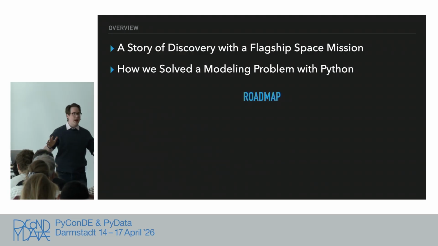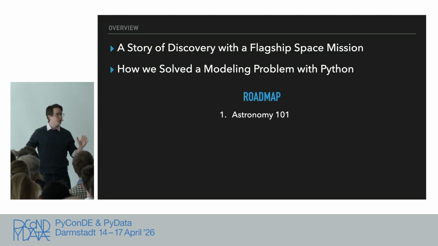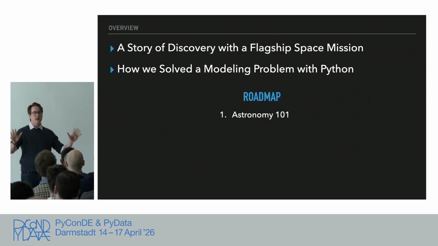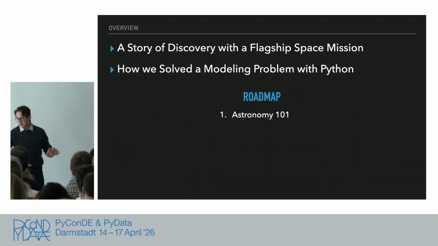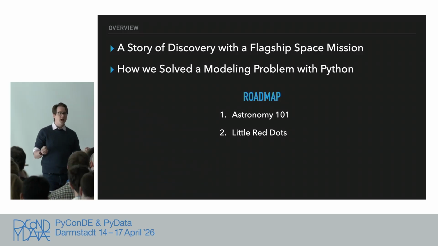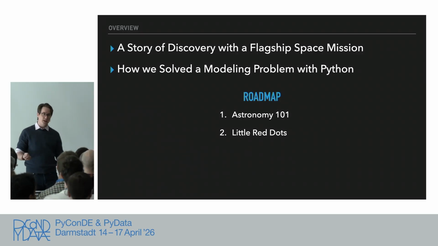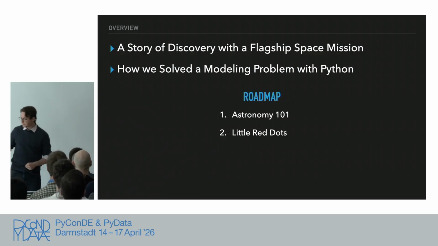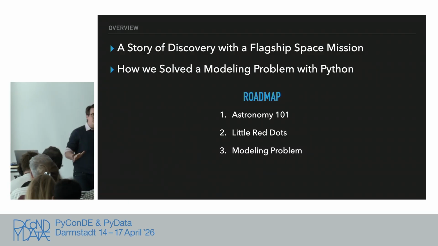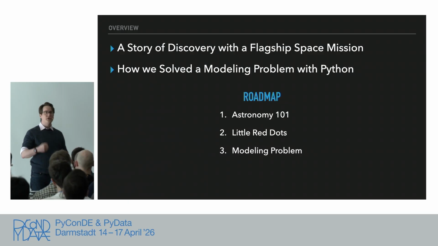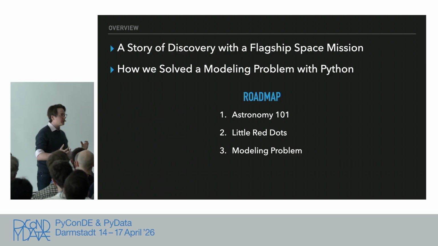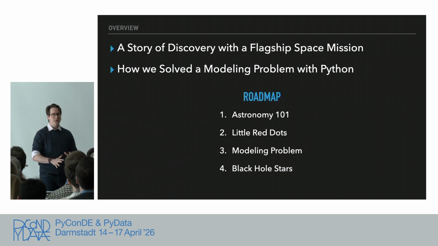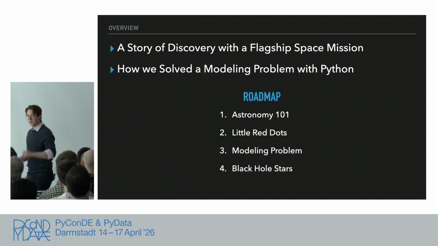So the roadmap is we're going to take a couple slides to go through some Astronomy 101, just so we're all on the same page. I promise it'll be very brief and hopefully not too boring. Then I'm going to talk about little red dots. These are things that have been newly discovered with the James Webb Space Telescope, and you may have even read about them in the news. Then, on the way to understanding this new phenomenon, we're going to talk about the modeling problem that I mentioned, and then I promise we will talk about black hole stars. Okay, good?